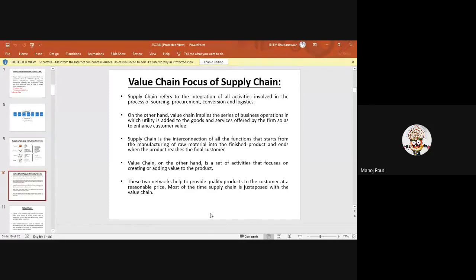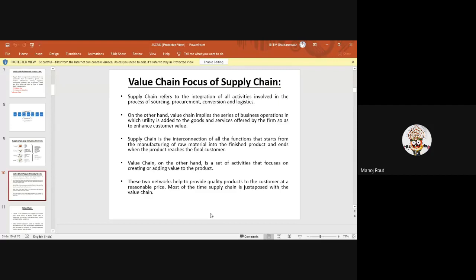Go to the second point. On the other hand, the value chain implies the series of business operations in which utility is added to the goods and services offered by the firm, organization, or company so as to enhance customer value. So everything should be made to enhance customer satisfaction, to fulfill the demand of customers. That is why value should be added in all types of activities which are directly involved in supply chain management.